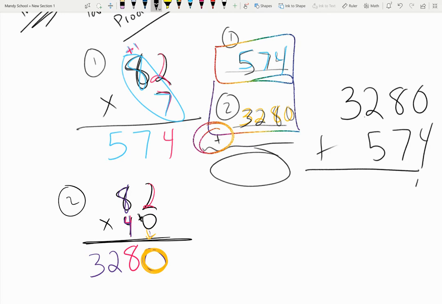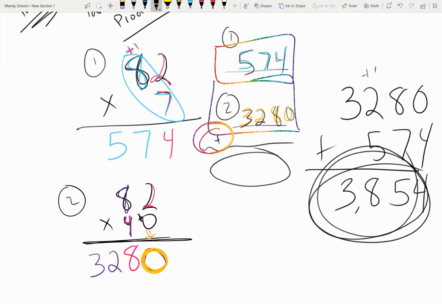4 plus 0 equals 4. 8 plus 7 equals 15, carry the 1. 2 plus 5 equals 7 plus 1 is 8. And then 3 plus 0, of course, equals 3. And you can do the comma. So in the end, remember I did my first step, my second step, and then I just added these two numbers, and we get the 3,854. So that's using the partial product.